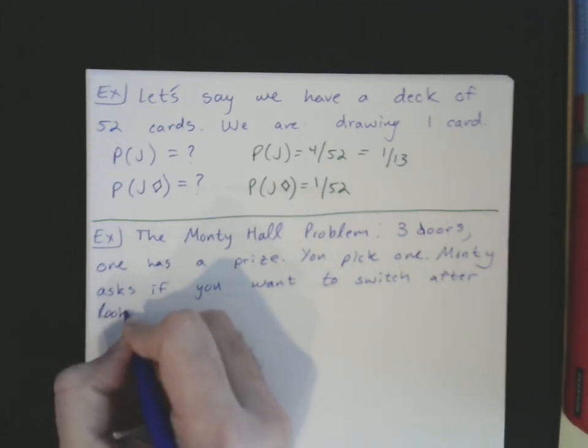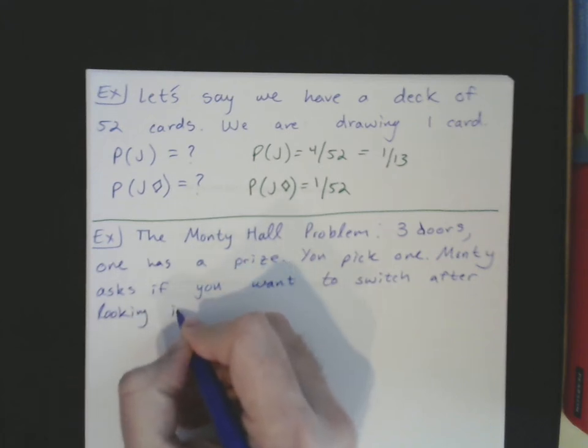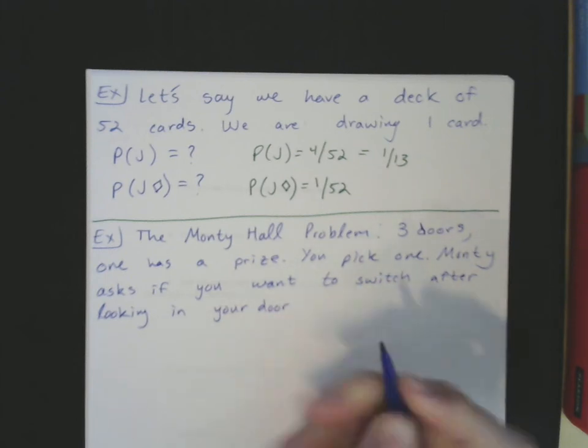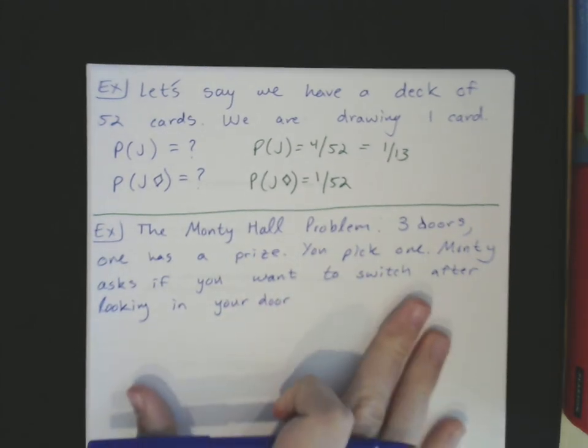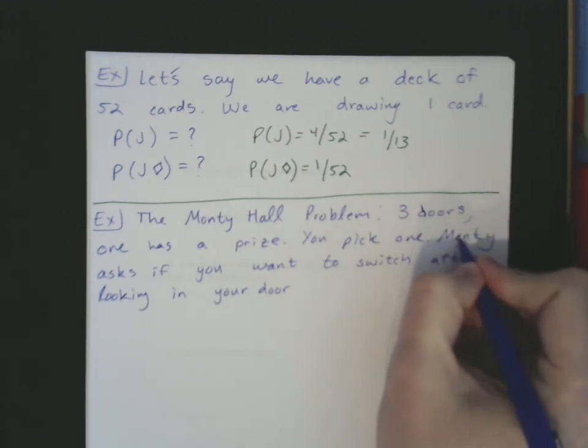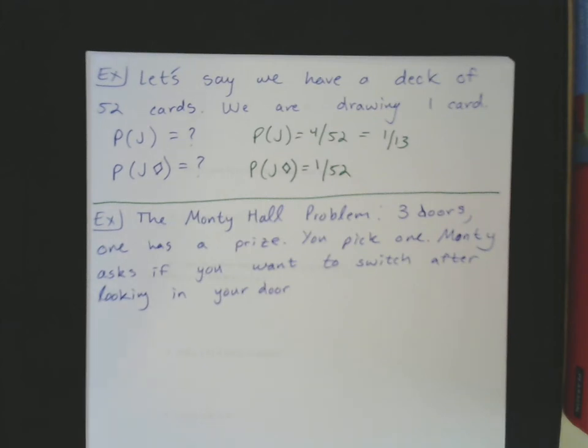After looking in your door. Now, he's looking in your door, you're not looking at it. Now, we're going to ignore the fact that a lot of times, he wouldn't ask this every time, we're going to pretend that he did. And a lot of times he would ask knowing that they had already gotten the prize. But we're going to pretend that that's not the case. Just assume he asks everyone, he takes a look, you pick a door, he looks inside the door, and then he closes it and he says, do you want to switch your door?